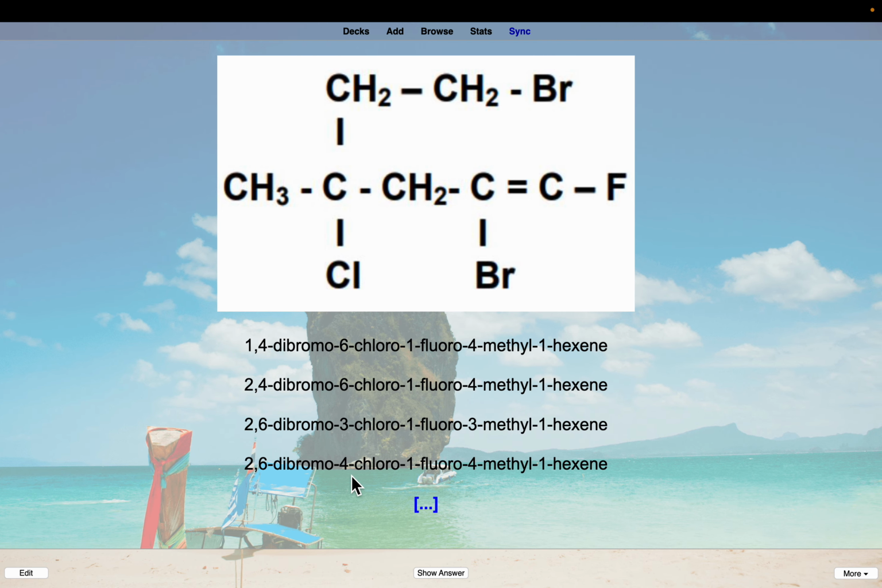4 chloro, not 3 chloro. 4 methyl. Okay, this is the answer.